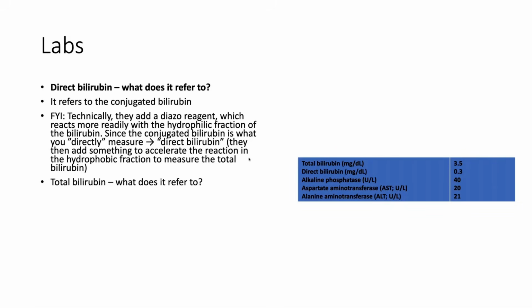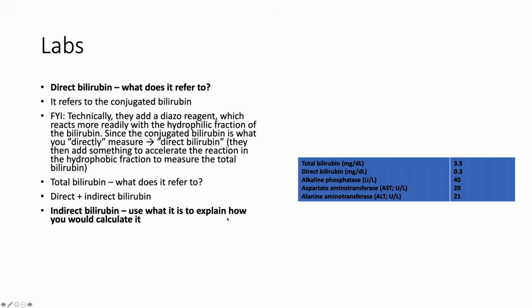Total bilirubin is both conjugated and unconjugated, so direct and indirect together. Perfect. I meant to say Saba though, but that is correct. Oh. So Saba, what do you think? Indirect bilirubin. Use what it is to explain how you would calculate it. I think you would do the total bilirubin minus the direct bilirubin to calculate the indirect one.